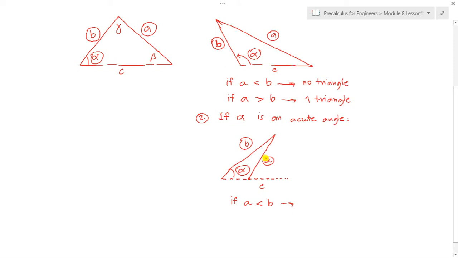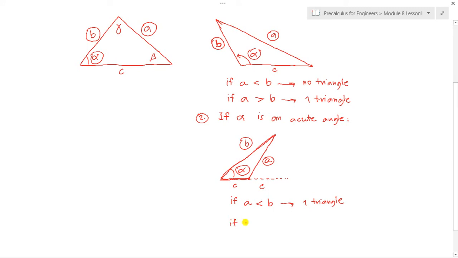So A is shorter than B, because as we can see in the figure, B is longer. Even if you measure it and draw it on a CAD or online drawing, the figure still shows that A is less than B. So therefore, a triangle is generated when we enclose it. Therefore, one triangle is generated, and the triangle exists.